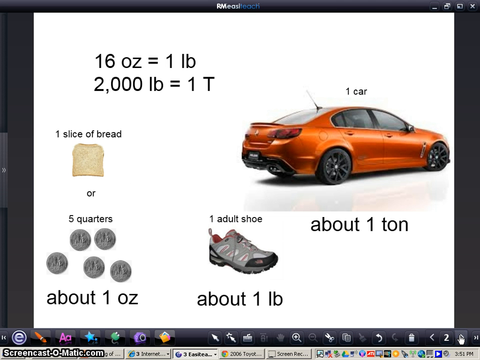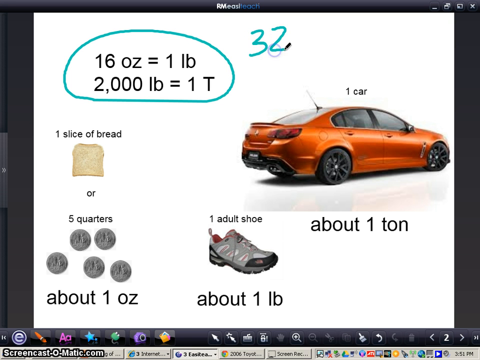Now, to give you some reference and also some conversions, you'll want to write these down. It's important to know that 16 ounces equals 1 pound and 2,000 pounds equals 1 ton. And one other one that you may not know, 32,000 ounces equals 1 ton. Okay, there's a little fun fact there.